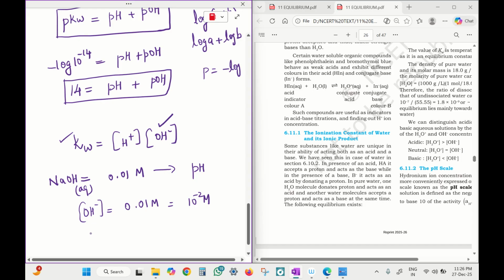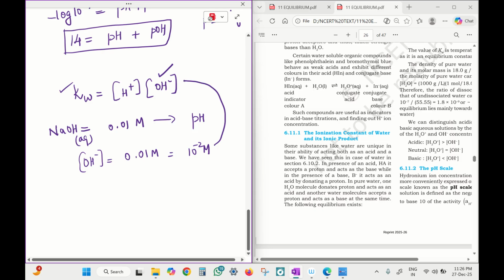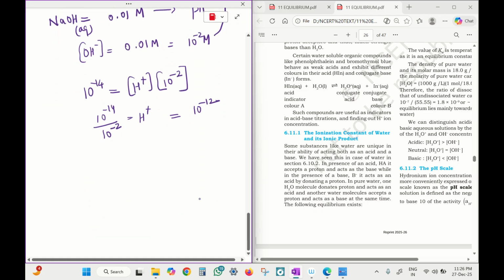Now, for pH calculation, I would need the H plus ion concentration. So I'll substitute the OH minus ion concentration in the expression and the value of Kw. Kw is 10 to the power minus 14 at 298. So H plus ion concentration into the OH minus ion concentration of 10 to the power minus 2, so the H plus ion concentration would become 10 to the power minus 14 by 10 to the power minus 2. Therefore, this will be 10 to the power minus 12.